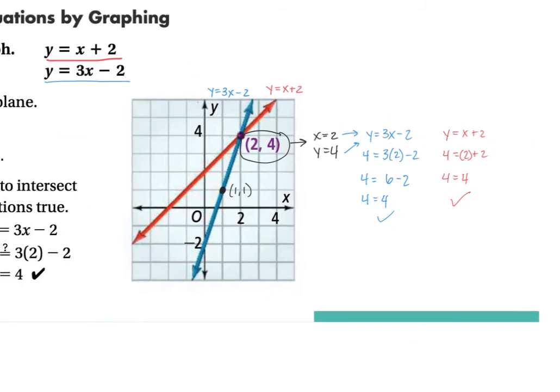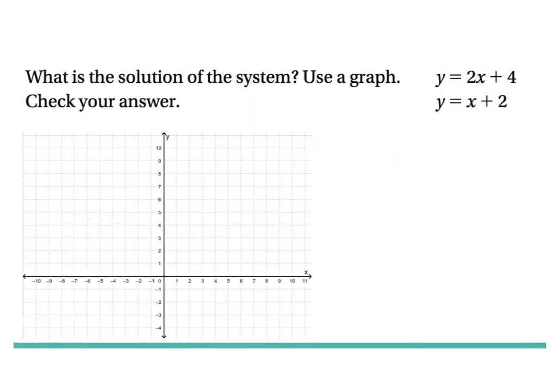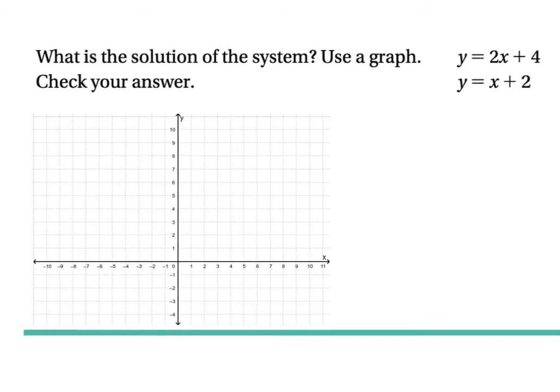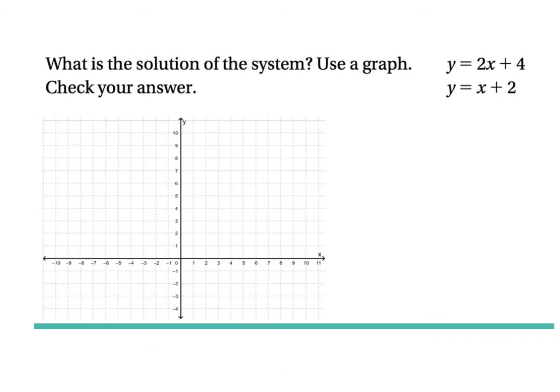Okay, we're going to do an example. Go ahead and switch over to the next slide. What is the solution of the system? Use a graph and then check your answer. We're going to use red for this one and blue for this one. In red, we've got y equals 2x plus 4.